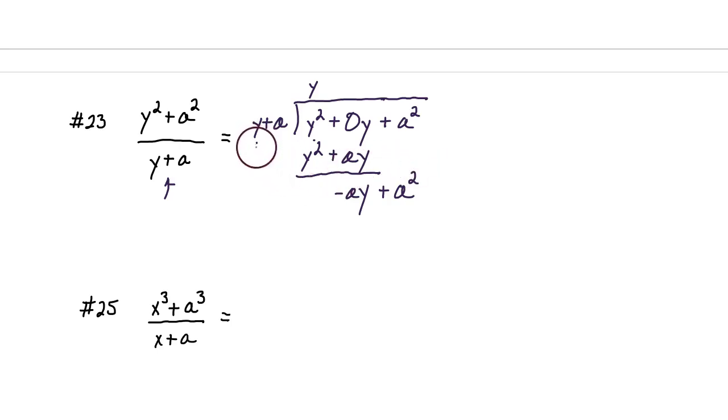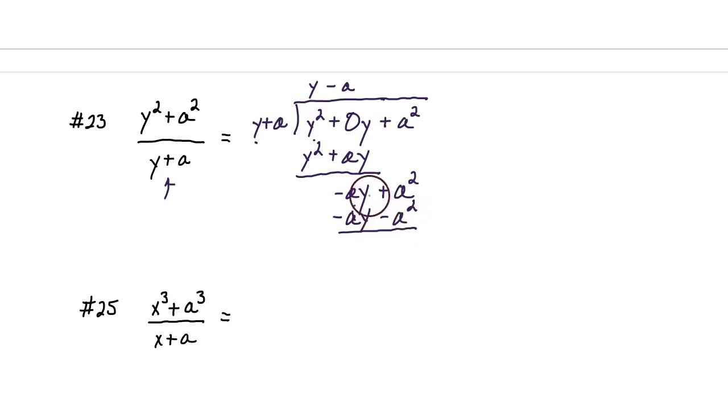Focus on leading terms, the y and the negative ay. Y times what makes negative ay? It would be negative a. Now multiply this thing that we just wrote down by the divisor out front. Negative a times y is negative ay. We wanted these to match. Negative a times a is negative a squared.